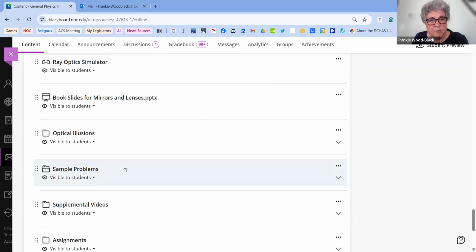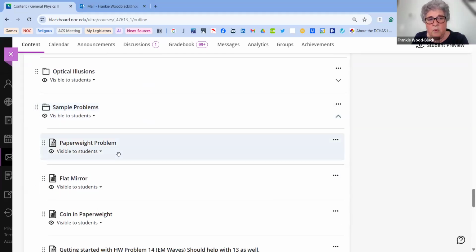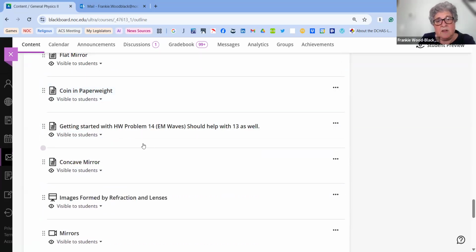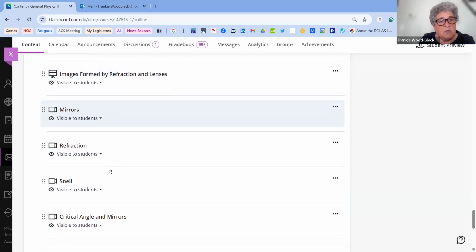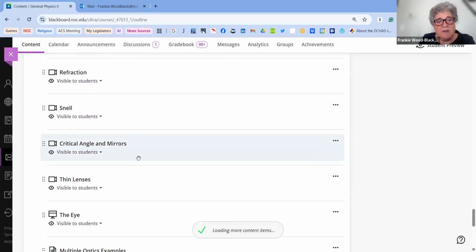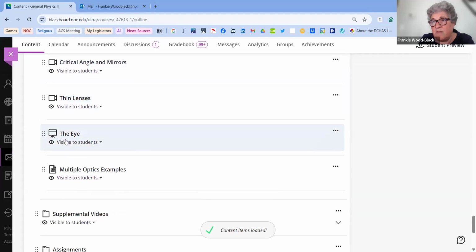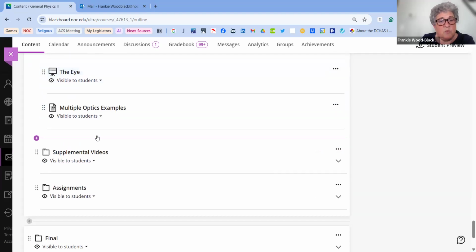If you go to the sample problems, you will find the paperweight problem. Some of these are duplicates from different semesters that I've done them, but they're the same problems, so one explanation just might be a little better than another. There are also other things with homework problems: concave mirrors, images formed by refraction and lenses. So you have a variety of different things there. I also have a PowerPoint associated with the eye and looking at the eye as well.